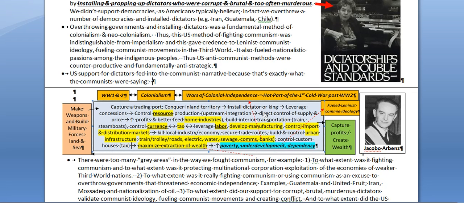You get direct control of supply, and you better control price, and then you increase profits, and you better feed your home industries with raw materials. So that helps your economy back home. And then you build interior transportation in the form of steam trains and steamboats. You control the currency, often using your own home currency as theirs, right? The French franc in all the damn West African countries they controlled, right? U.S. dollar throughout the world. Dollar diplomacy.